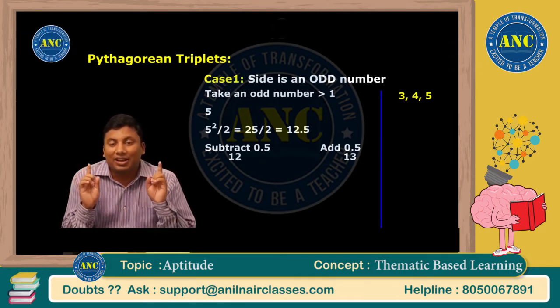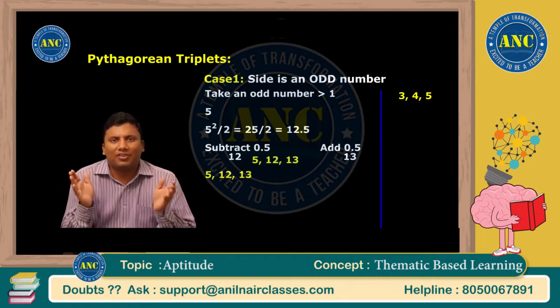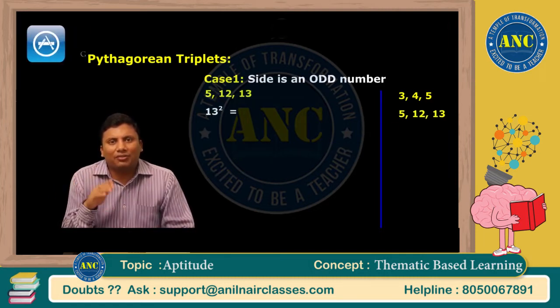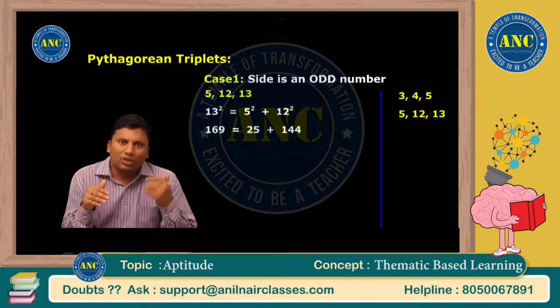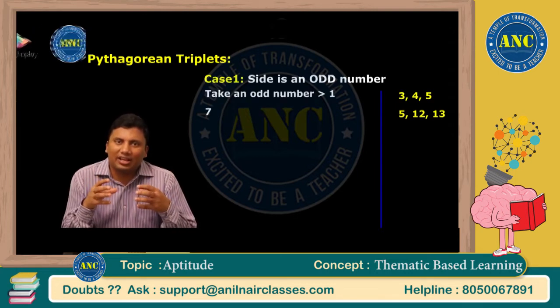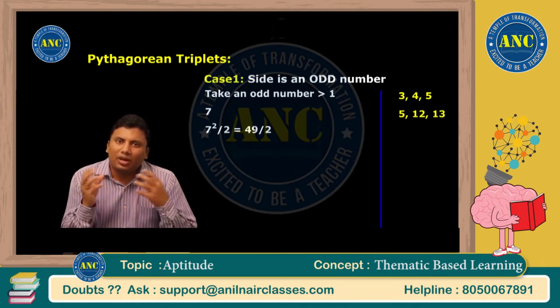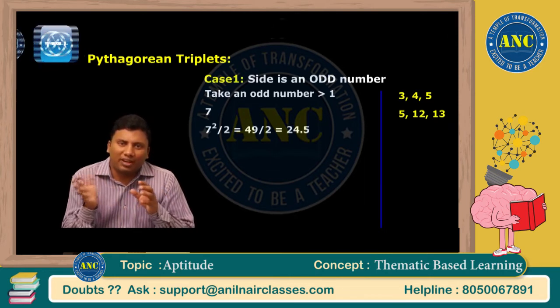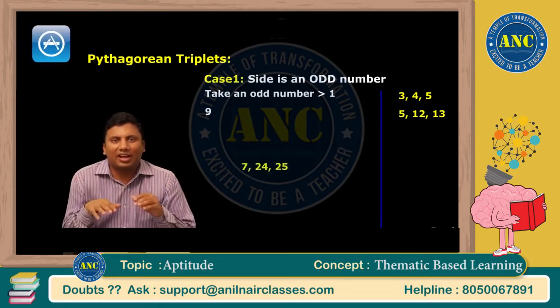The next triplet is 5, 12, 13. You can cross check using the Pythagorean theorem: 13 square equals 5 square plus 12 square. 5 square is 25, 12 square is 144, 13 square is 169. We will do two more so that you understand how to calculate Pythagorean triplets if the side is an odd number. Next, let us take 7. 7 square is 49, divided by 2 is 24.5. Subtract 0.5, add 0.5: 7, 24, 25.